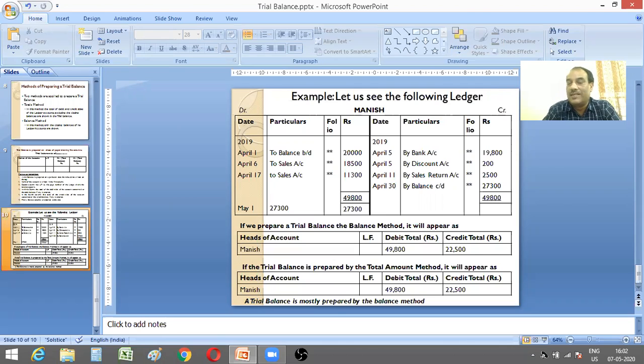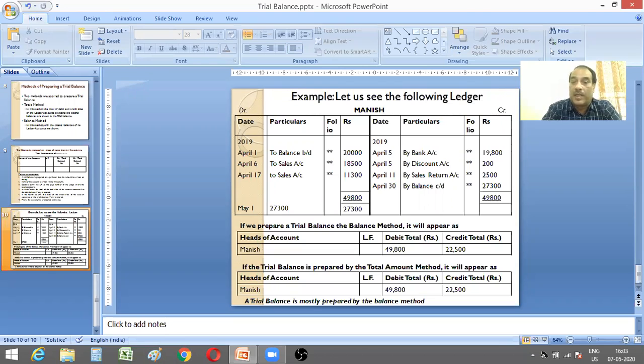Answer me. To balance VD, what does it indicate? Whether the time credit balance. Very good, excellent. So it has appeared as an opening balance from the last date, and at that time there was a credit balance. So it has been written here, just reversing.